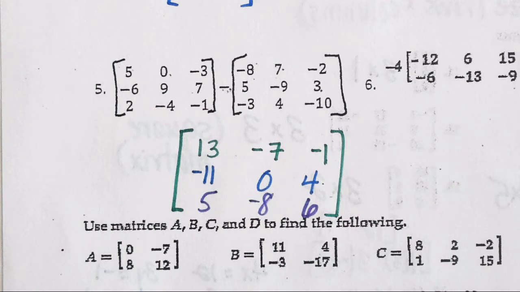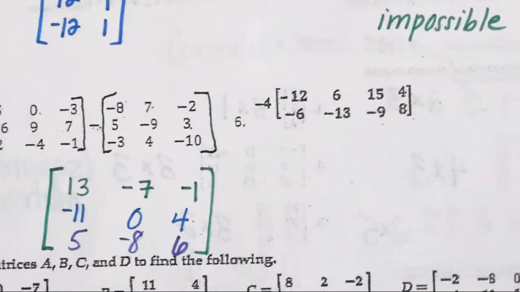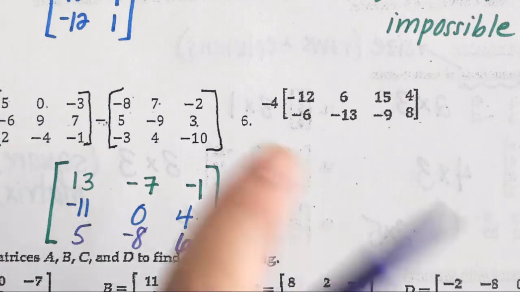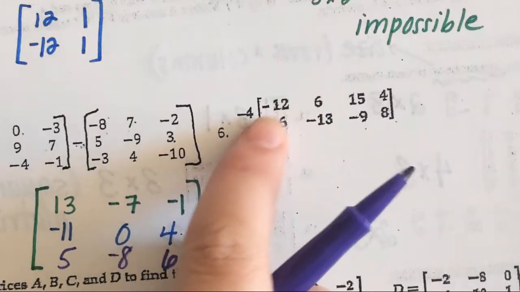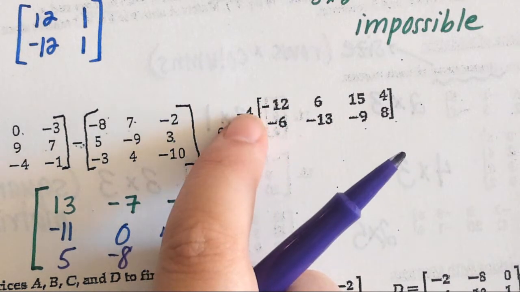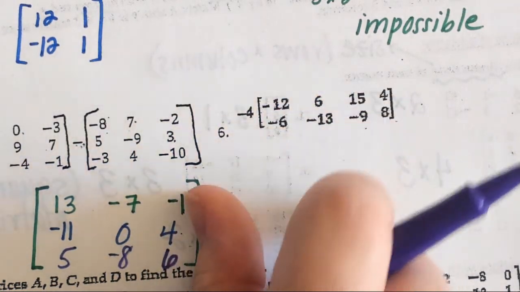So again, adding, subtracting, no big deal. And now we are going to multiply by a number. We're not going to multiply 2 matrices together. We're just going to, it's called a scalar when it's out there like that. We're just going to multiply every single entry by that -4. So really, it's like we're distributing. We're going to distribute that -4 to every single element in this matrix.